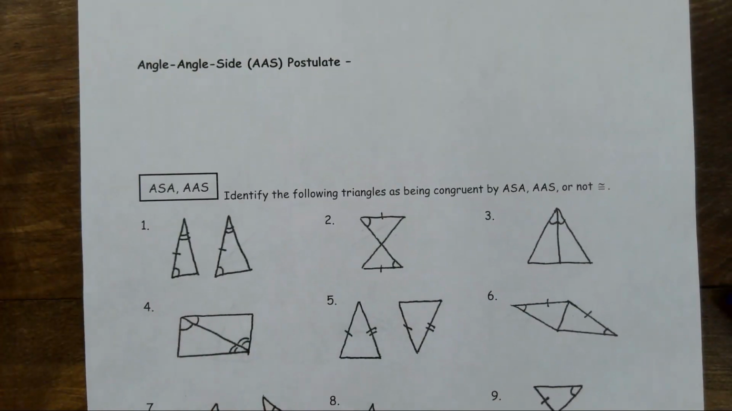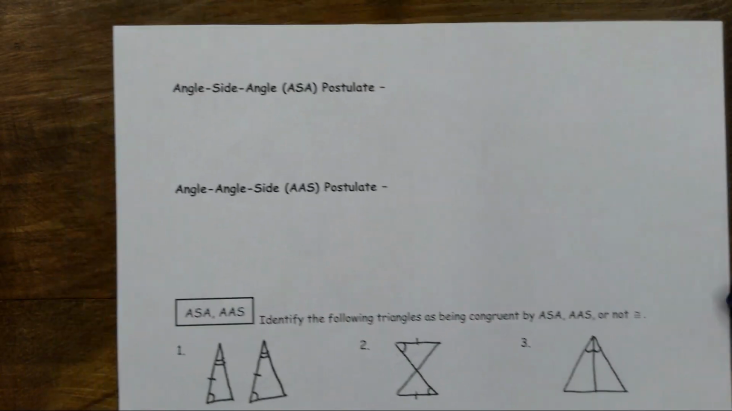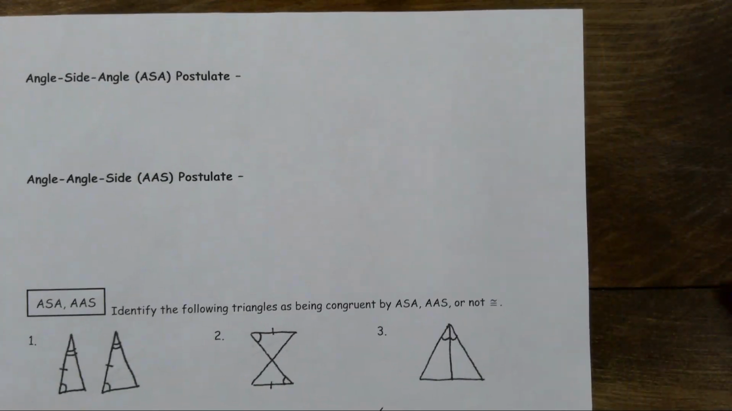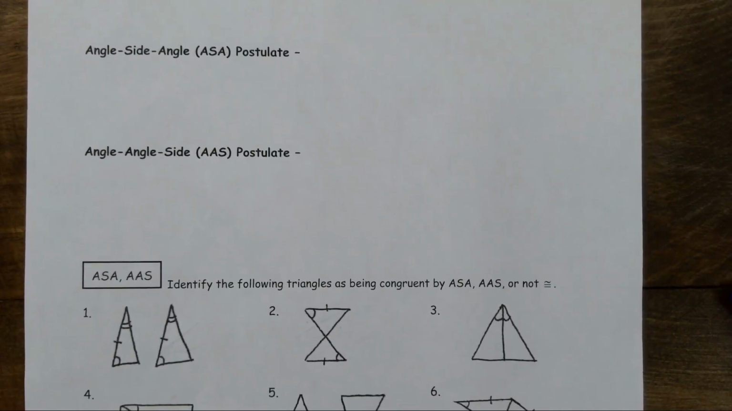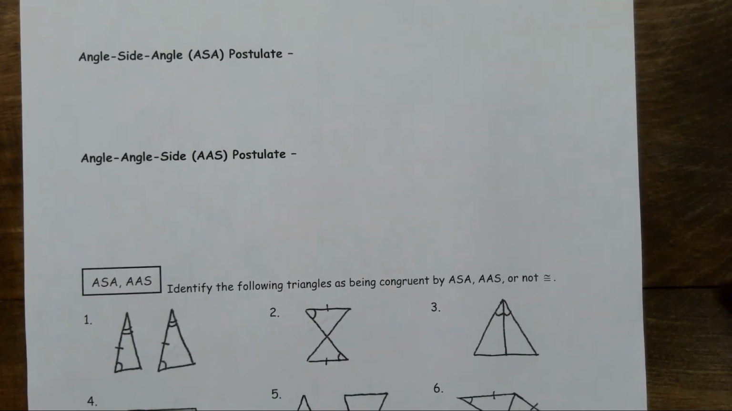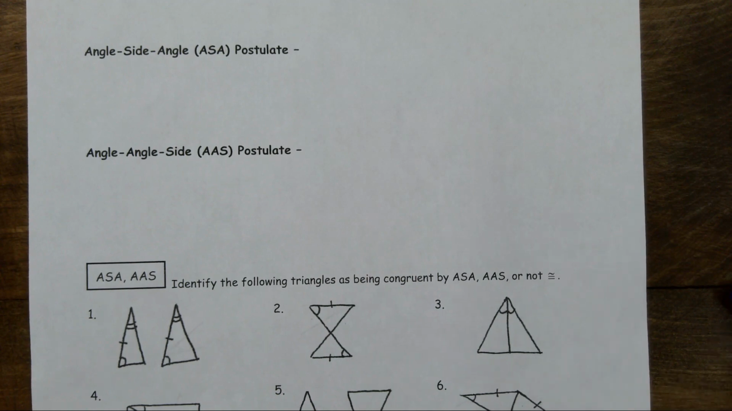So our next 2 are angle, side, angle. Oops, hold on. Dancing paper. And angle, angle, side. And so here's how angle, side, angle looks.